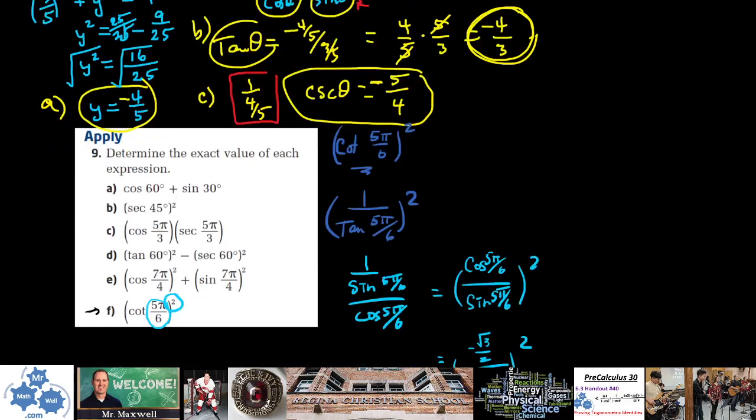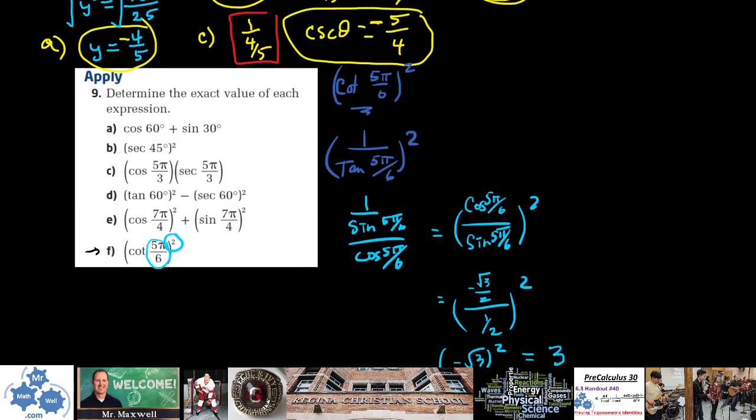All right, question number 9. Determine the exact value of each expression. Okay, so this is where, and you can see on the right, I've done a little bit of work of this already, but what we want to do is simply replace values from the unit circle for these trig functions, and we just want to evaluate. So we need to look at the unit circle.